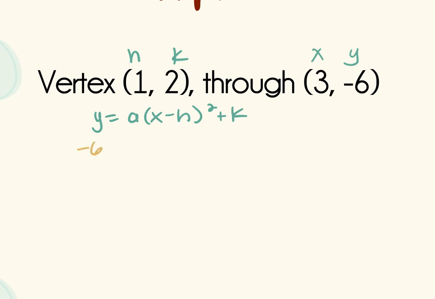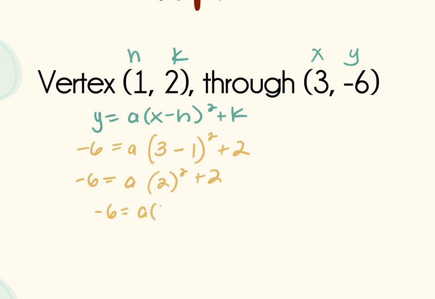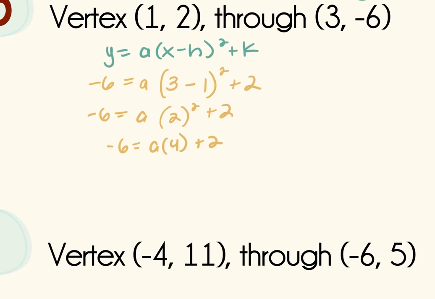The y is negative 6. The a you don't know. The x is 3 minus the h, which is 1, squared, plus 2. So the biggest mistake people make on this is forgetting the squared on that. Obviously, don't do that. And order of operations says do what's inside the parentheses, then square it, and then for some odd reason, people add 4 and 2. You don't do that, right? You subtract the 2. Negative 8 equals a times 4, and then divide by 4. And a is negative 2.